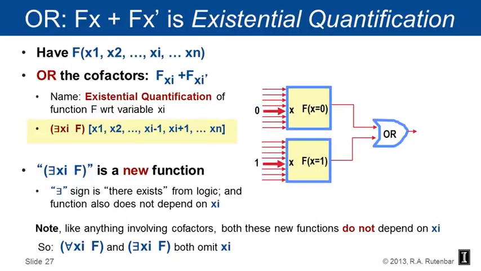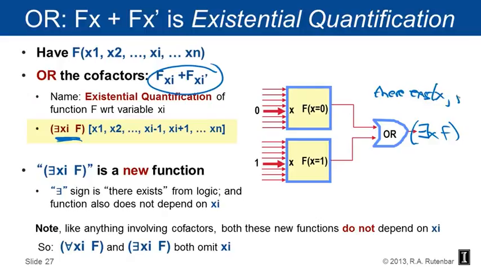Sort of the same thing happens. What if I have function f and I OR the cofactors together? Right, so positive cofactor and negative cofactor, I OR them together. I get an interesting new function with another strange name. Backwards E, there exists x f. That is the name of this function. The backwards E is read there exists x f. So the existential quantification is what you get when you OR these things together.